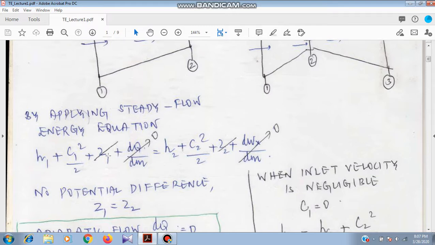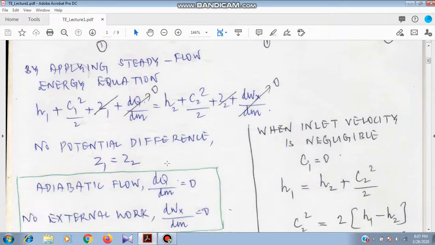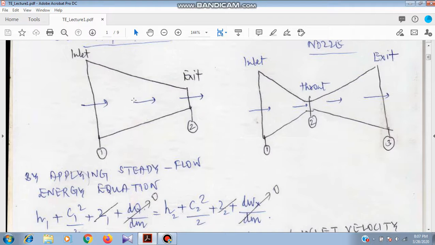And by neglecting the potential difference, z1 equal to z2, and by assuming the flow through the nozzle as adiabatic, dq by dm equal to 0. And in a nozzle, only the energy transformation takes place. There is no external energy transfer. Only one kind of energy is converted to another kind, not transferred to surroundings. This wx is basically the external work. So as there is no external energy transfer, this wx is 0. wx is basically the shaft work. Here there is no shaft.